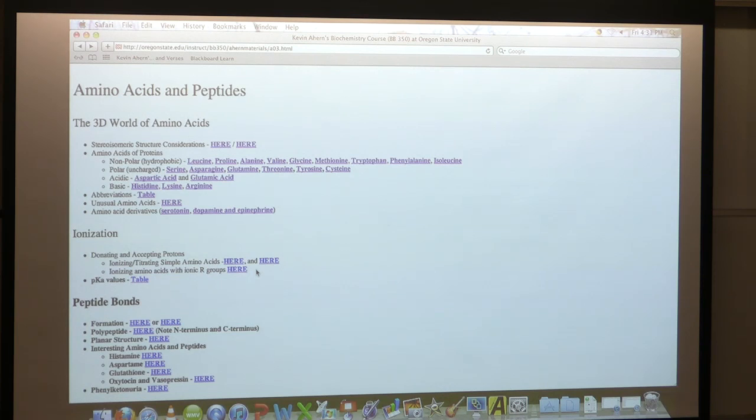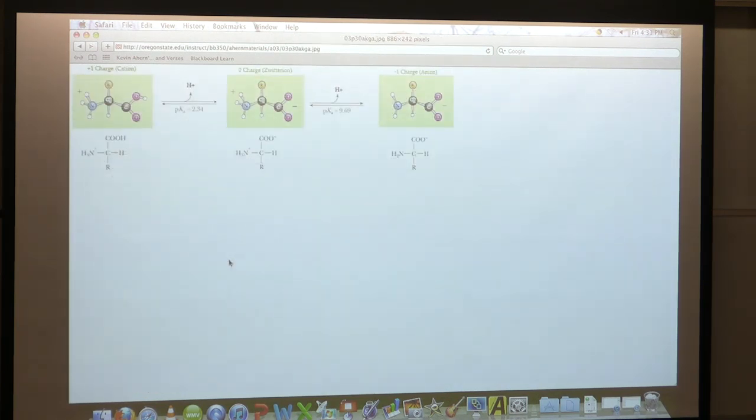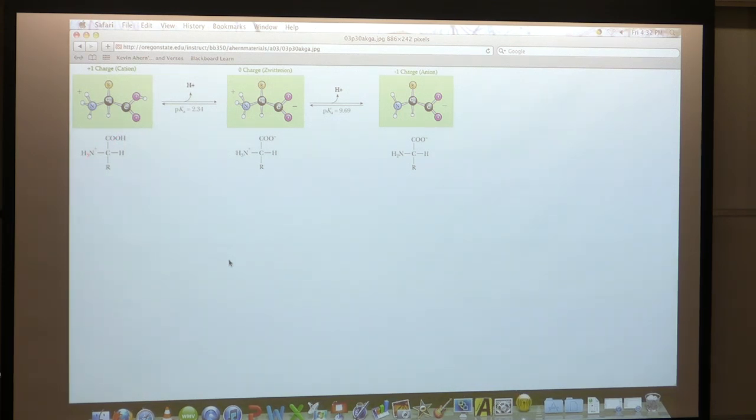All right. Well, so much for structure. I want to spend some time talking about ionizing of these guys. That's the thrust of our discussion so far, ionizing. Here's a representation of a simple amino acid. This simple amino acid has an alpha carboxyl group. It has an alpha amine group. And in this case, it just has an R that doesn't have anything ionizing on it.